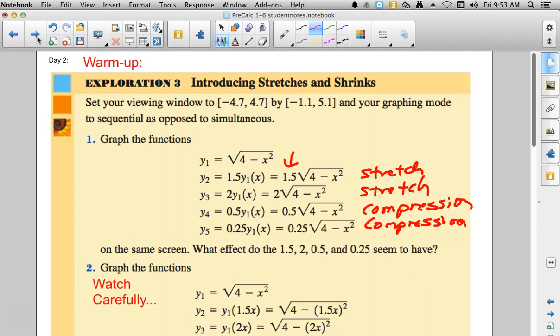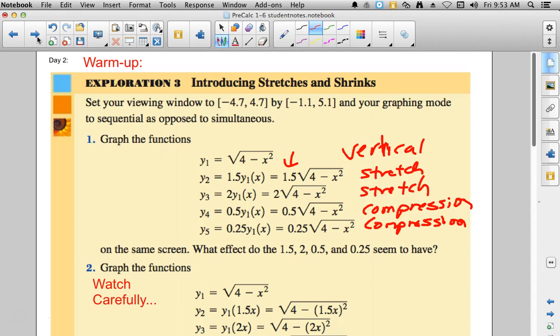Last year, your teacher may not have been incredibly picky about you saying vertical stretch, vertical compression, because that's all you study in Algebra 2. We also study the horizontal stretches and compressions in pre-calculus. X's and y's always work the opposite of each other. When you deal with k in the back, a plus takes you up and a minus takes you down. But when you deal with x in the middle, it looks like a minus something when you're actually moving it to the right, and a plus something when you're actually moving it to the left.